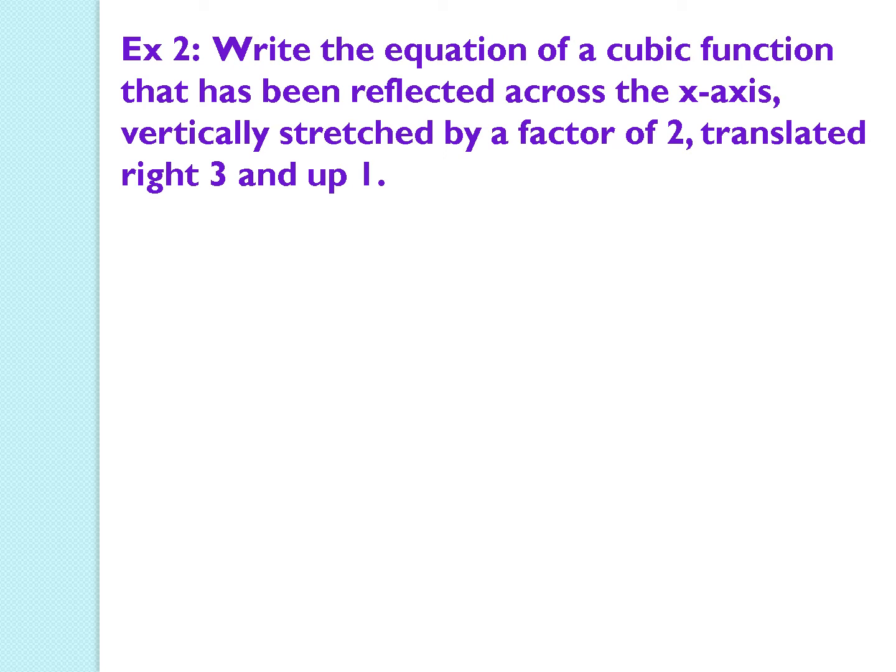Reflection across the x-axis means my a is going to be negative. Vertically stretched by a factor of 2, that also affects my a value. So my a value is going to be -2. Right 3 means inside my parentheses, I'm going to have x minus 3 quantity cubed. And up 1 means my k value is going to be 1. So your equation looks like this. y equals, don't forget the y equals, -2 times x minus 3 quantity cubed plus 1. And that's it. That's as hard as that example gets.